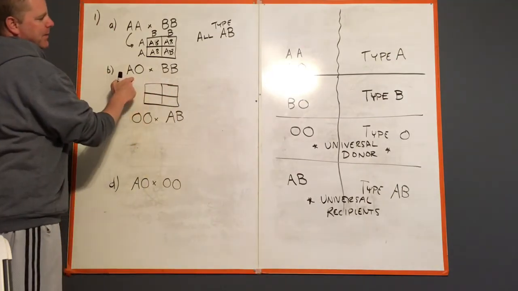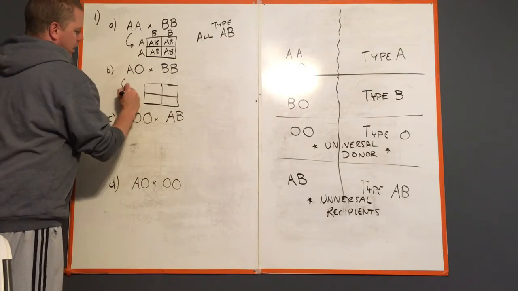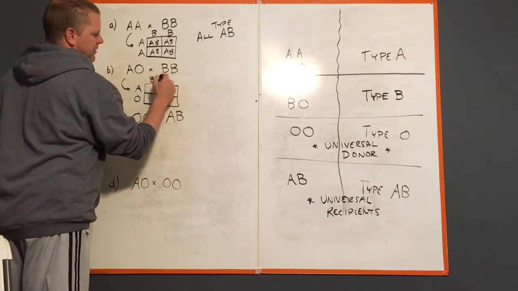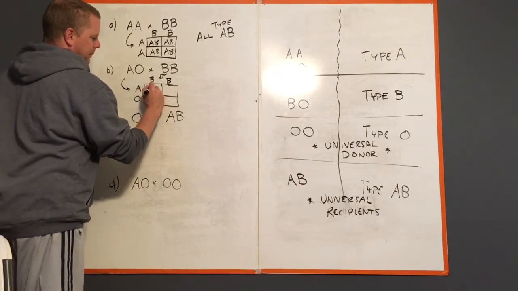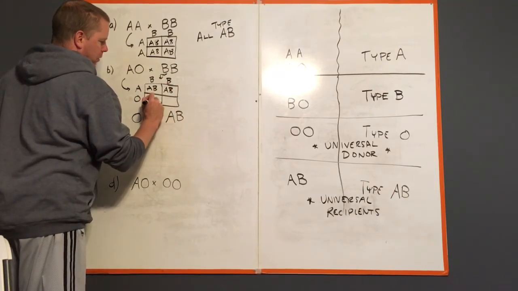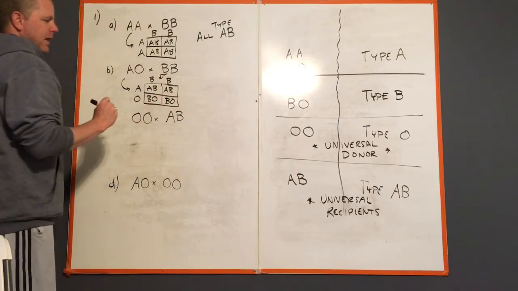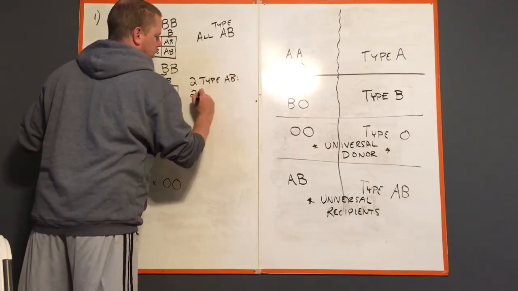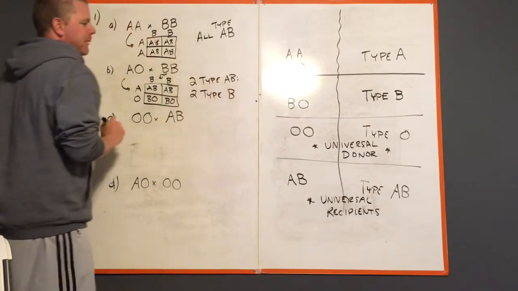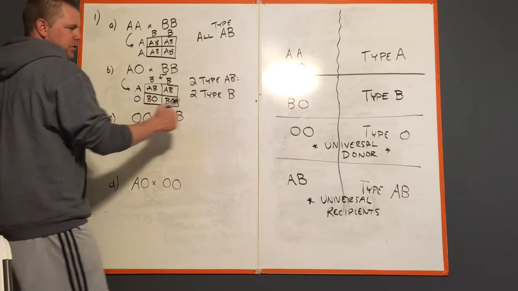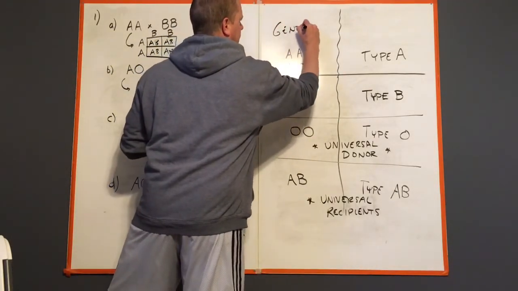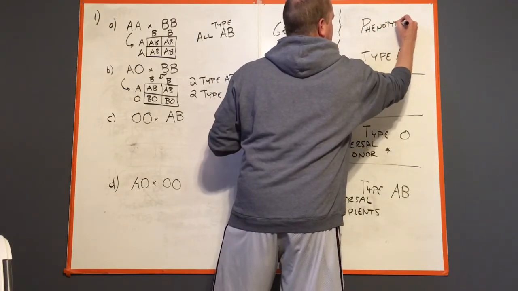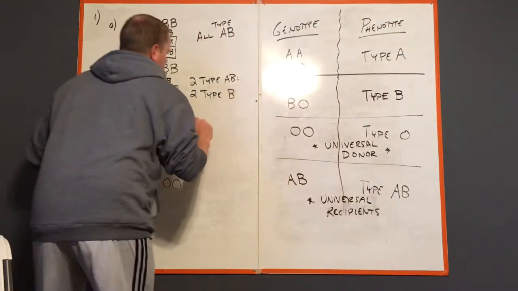Here, on the other hand, you have a person who's type A, but they're AO for their genotype, and type B with BB. So what ends up happening? 50% of the time you get that A, 50% of the time that O. Then across the top, 50% of the time that B, 50% of the time this B. So AB, AB, BO, and BO. So with this individual we have 2 type AB for every 2 type B. And the reason I say B is because, remember, B dominates over O. So somebody with a BO genotype ends up having type B blood.